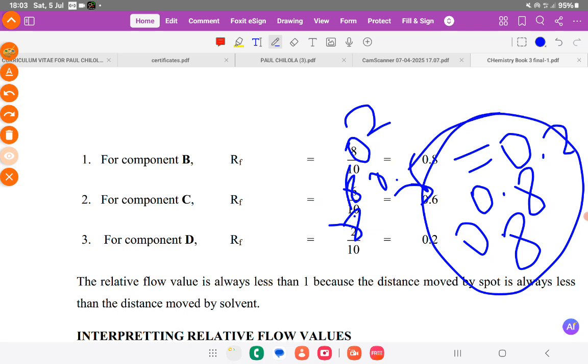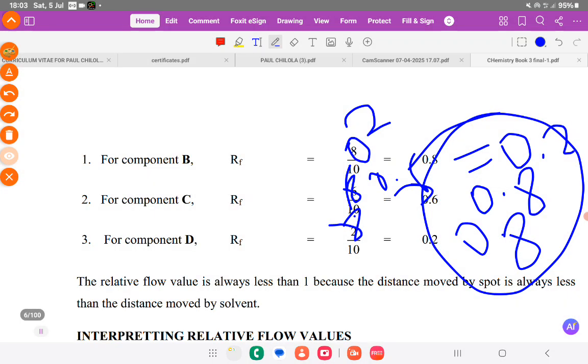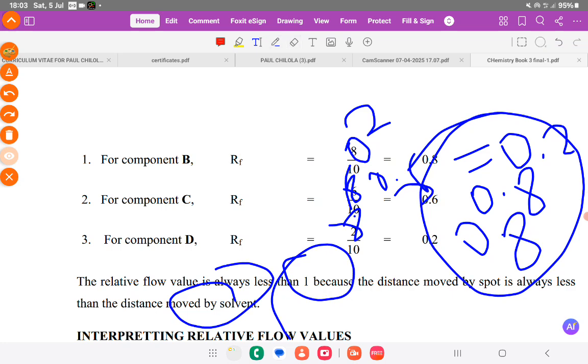So you compare these values with the ones recorded in a textbook, and then it helps you to identify the substance that has a similar relative flow value to the one that you just found. So relative flow values, in short, are used for determining the names of the substances. All right, so the relative flow value is always less than 1. You must know that because the distance moved by a spot is always less than the distance moved by the solvent. That's very important.